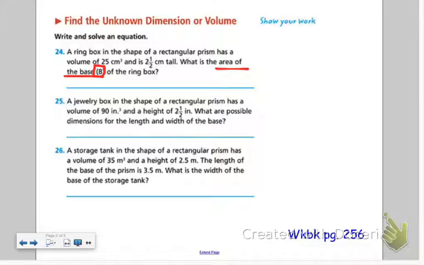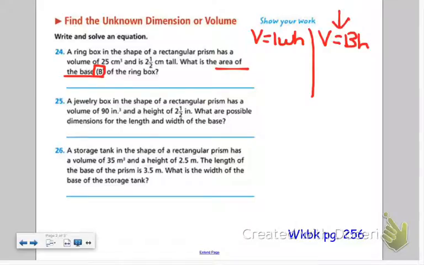So here's what we're going to do. Let's think about the formulas that we have for finding the volume of a rectangular prism. We know that we can do volume equals length times width times height, or we can do volume equals the area of the base times the height. In this case, since we know the height and we know the volume and all that's missing is the area of the base, I'm probably going to use this formula here.